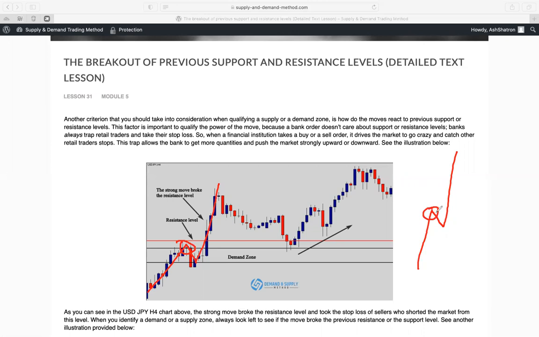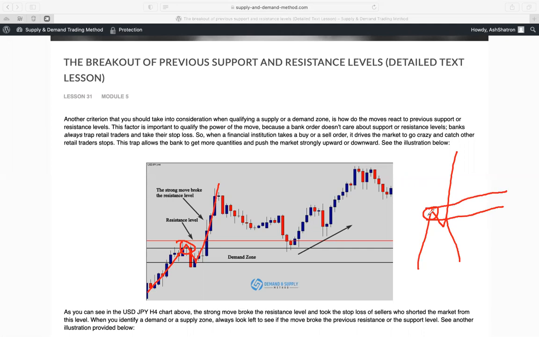So I was having this zone as what? My supply zone. But price wasn't able to retest this and go back down. But actually price broke this. So this zone is still going to be your what? Your supply zone. It's like resistance getting broken.